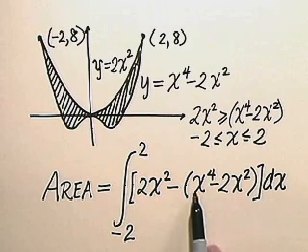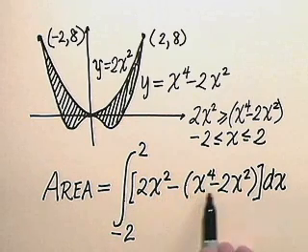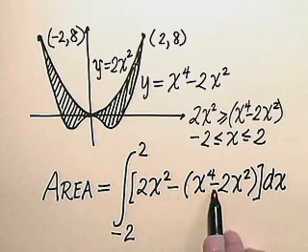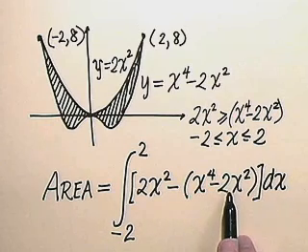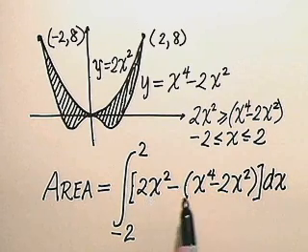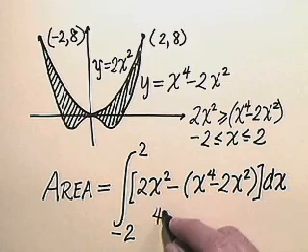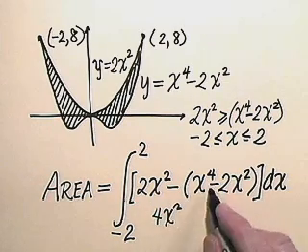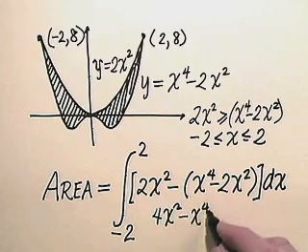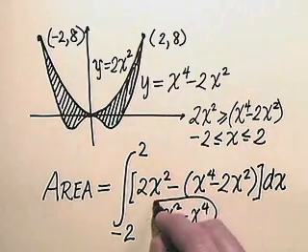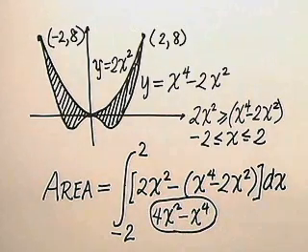Well, the first thing to do is simplify the difference here. Notice negative 2x squared becomes another positive 2x squared, so altogether we have 4x squared minus x to the fourth, and so there is a simplification of the integrand. So we've turned our problem of computing the area into the calculation of a definite integral, which is very simple, so let's go compute it.